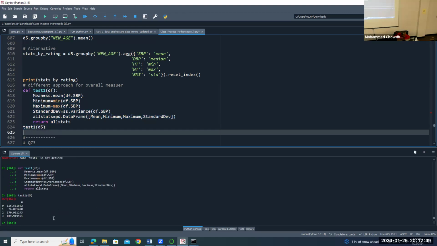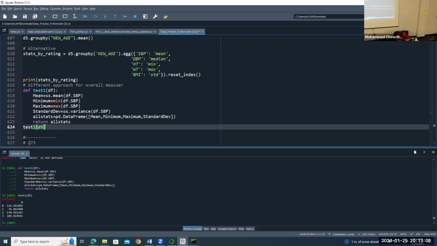So here is the thing. I got 4 quantities in here: mean, minimum, maximum, and standard deviation. Okay. These 4 quantities I got in here for the entire data, the D5 data. Now let me plug it in here with D6. Let's see whether D6 will work. D5 works. Let me see whether D6 works.